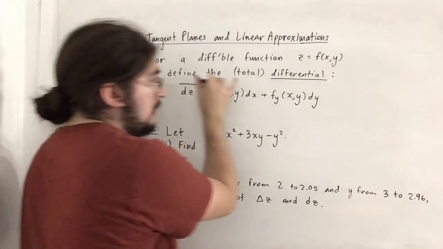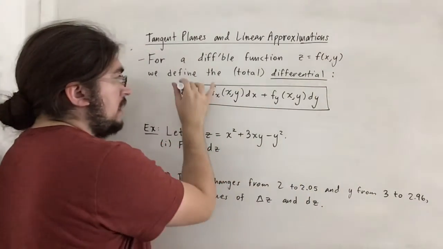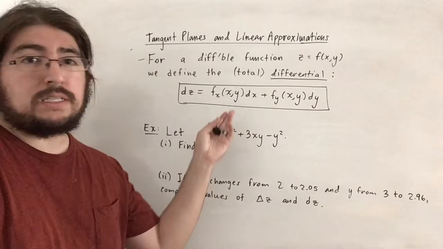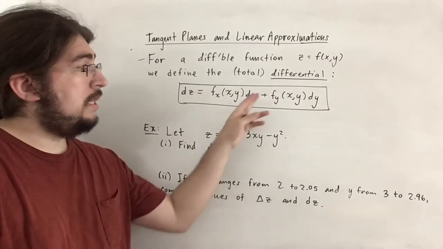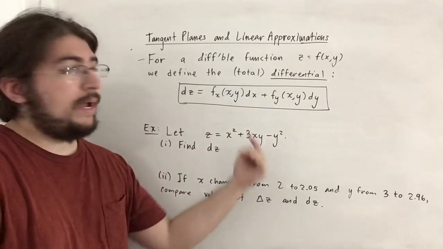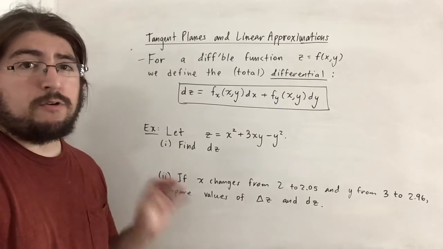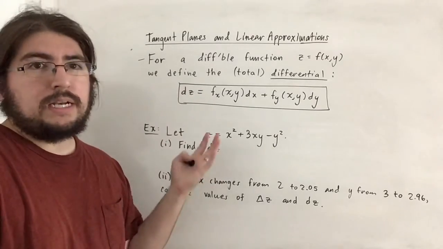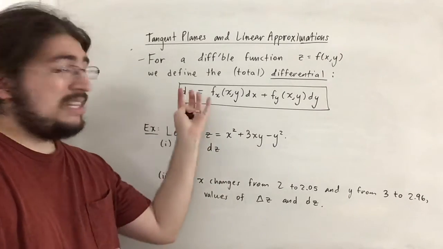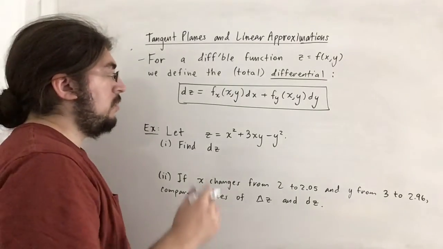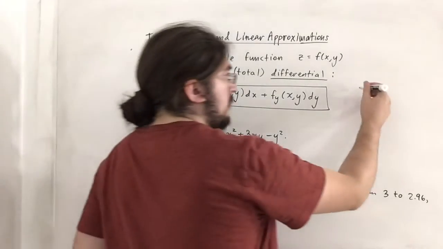So this is dz, and we say dz is equal to fx of x, y times dx plus fy of x, y times dy. Now, if you remember what this, of course, is analogous to from Calculus 1, this should actually make a lot of sense. So what I'm kind of trying to compare to is the following.